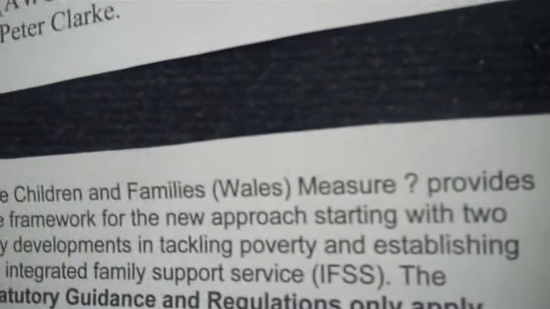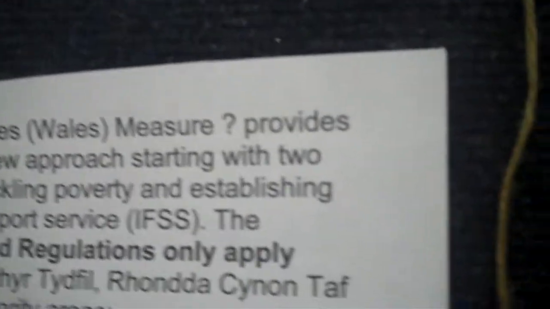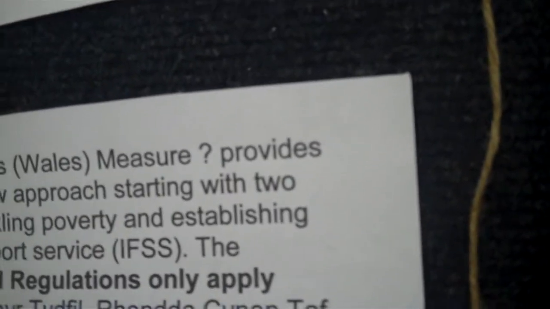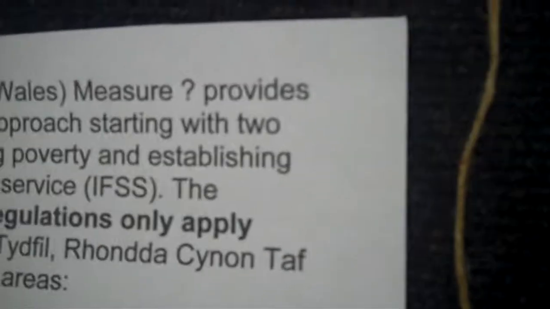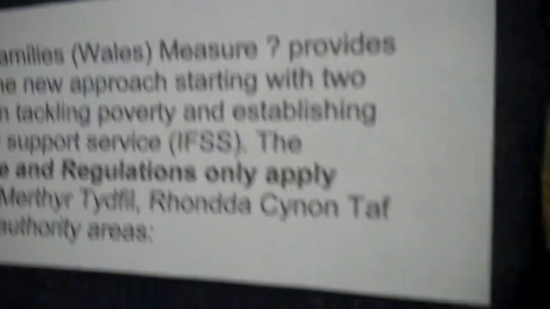In 2010, the Children and Families (Wales) Measure provides the framework for the new approach, starting with key developments in tackling poverty and establishing an integrated family support service. However, this is only statutory guidance within Newport, Merthyr Tydfil, RCT and Wrexham.